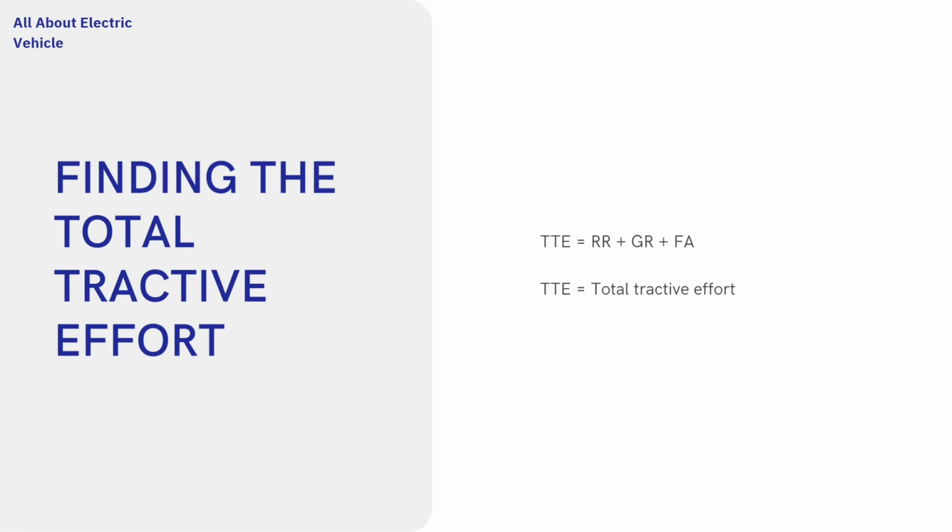The rolling resistance is the force that opposes the motion of the vehicle caused by the deformation of the tires and the friction between the tires and the road surface, as explained earlier. You know what GR and FA are also. To calculate the total tractive effort, we simply add the rolling resistance, grade resistance, and acceleration force together. The resulting value represents the total force required to move the vehicle with the desired characteristics.